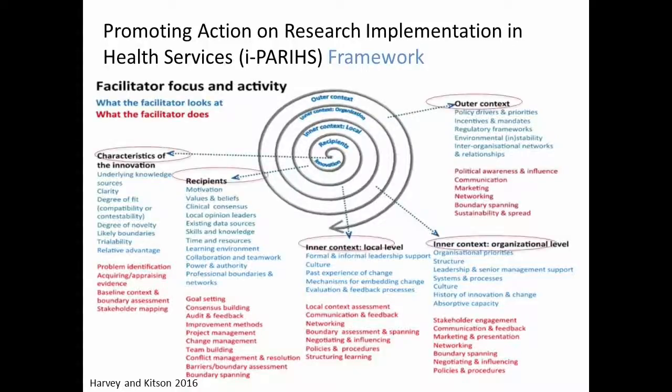You can see their framework is really divided into 5 domains: characteristics of the innovation, the recipients, the inner context at the local level, the inner context at the organizational level, and the outer context. In the blue part, they've put in what the facilitator looks at, and then the red part is what the facilitator does. So this framework actually gives some guidance to the facilitator.